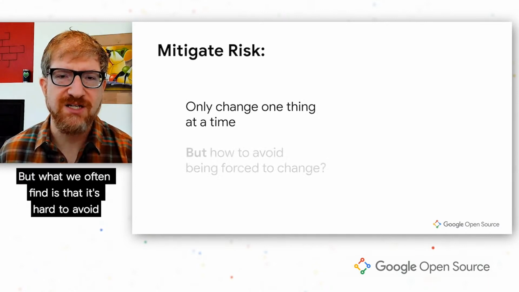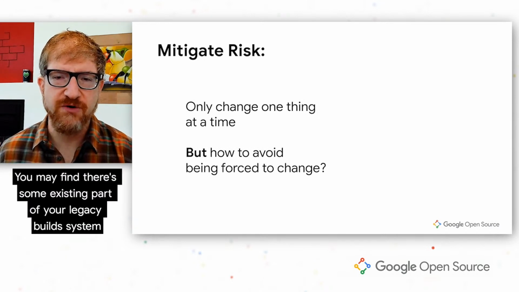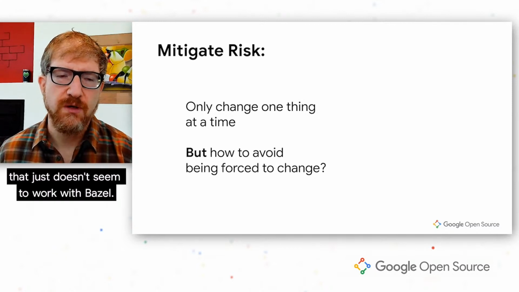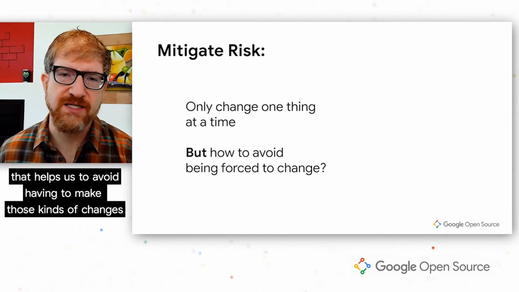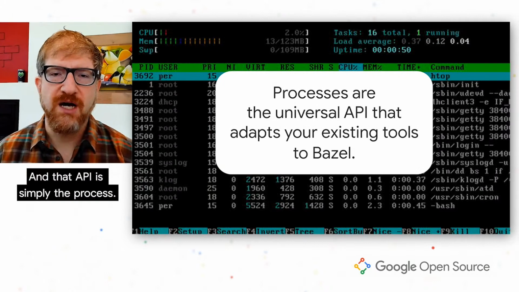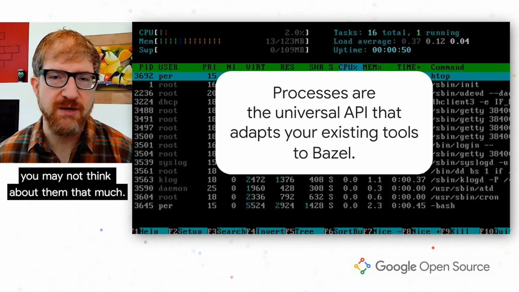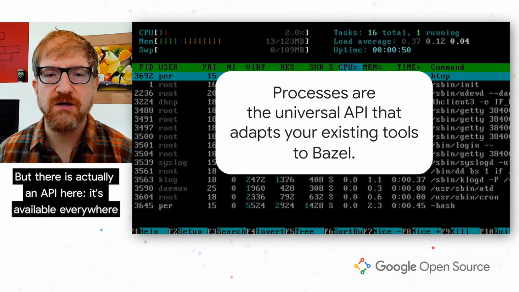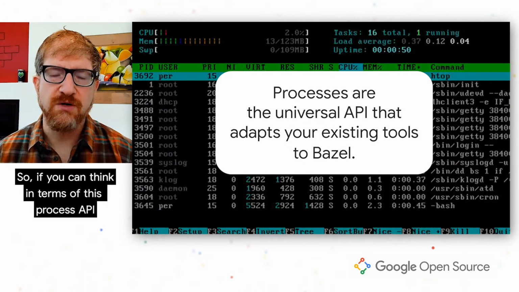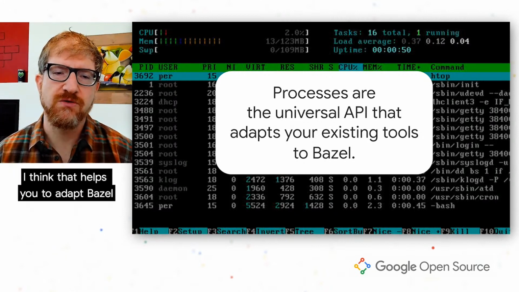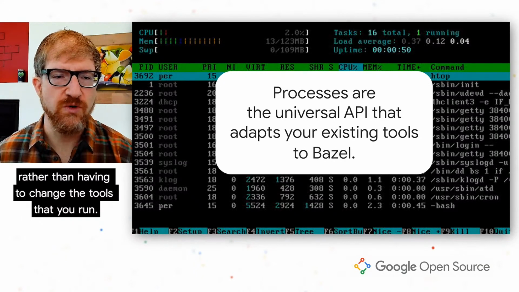But what we often find is that it's hard to avoid being forced to change something in your build. You may find that there's some existing part of your legacy build system that just doesn't seem to work with Bazel. And in my experience, there's one API that we can learn that helps us to avoid having to make those kinds of changes in the tools that we call. And that API is simply the process. You're probably used to seeing processes on your machine. You may not think about them that much. But there is actually an API here. It's available everywhere. And this is how Bazel interacts with the tools that you're running. So if you can think in terms of this process API, I think that helps you to adapt Bazel and the way that you're calling your tools, rather than having to change the tools that you run.